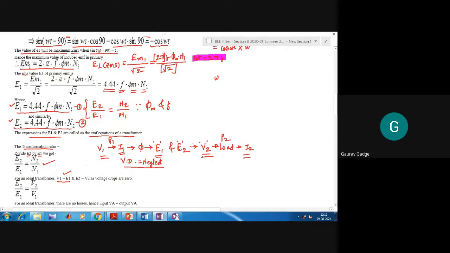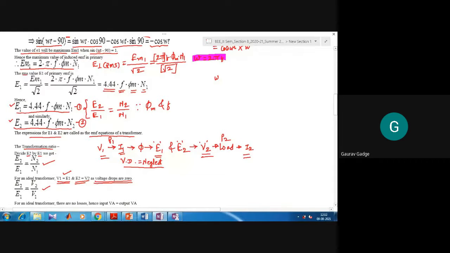Okay, so based on that, what I am writing is V1 is equal to E1 and E2 is equal to V2, as voltage drops are neglected. Now, if I divide E2 by E1, what do I get? V2 upon V1. Why? Because E2 is equal to V2 and E1 is equal to V1. So this is another transformation ratio which I am getting.